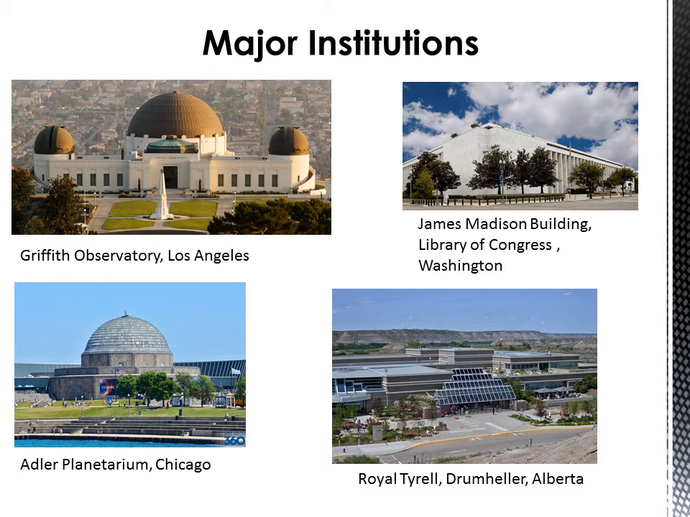Over 100 major institutions bought one, including public libraries, universities, planetariums, naval academies, and banks and corporate offices. Among them were the American Museum of Natural History, the Library of Congress, Adler Planetarium in Chicago, and the Royal Tyrrell Museum in Drumheller.